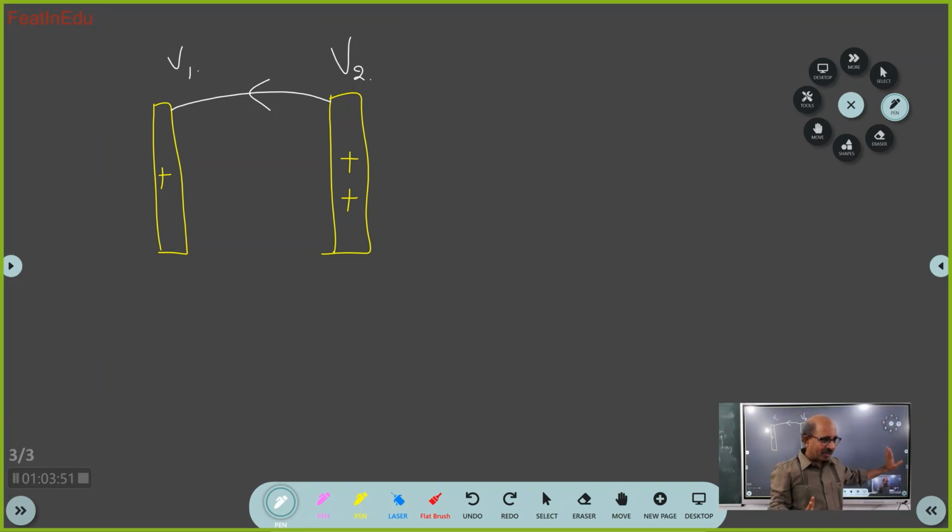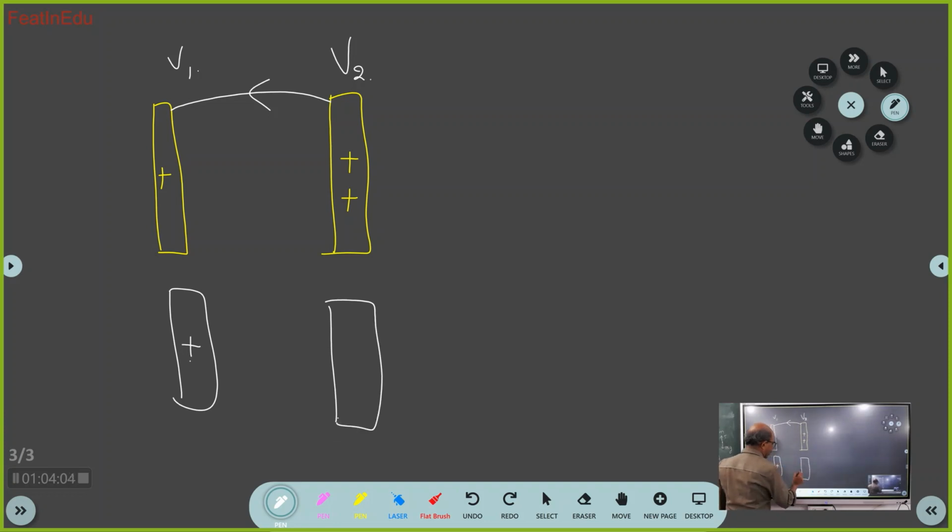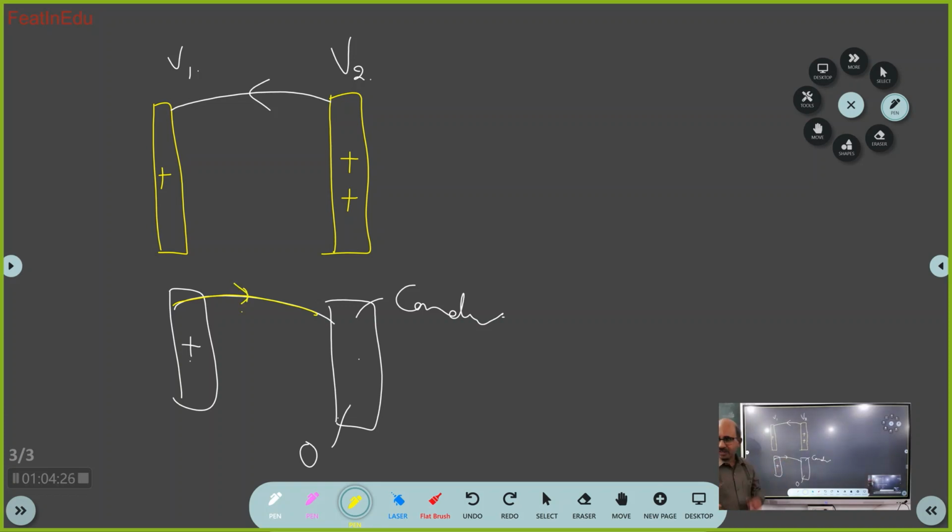Here also it is the same thing: the charges have moved from higher potential to lower potential. Now this is a positively charged body, and this is another conductor, not a glass body. With respect to the positively charged body, the conductor is not charged, so its potential is 0. Now if I connect this to this, what happens? Current will flow from this to this. Got it? Agreed?